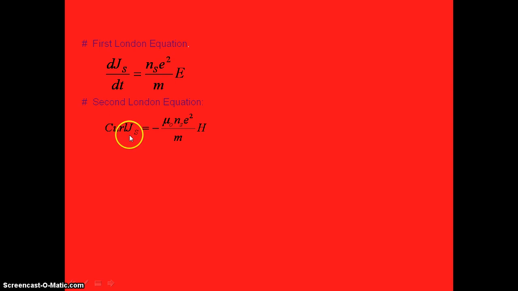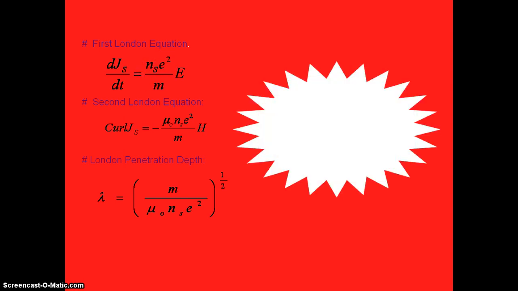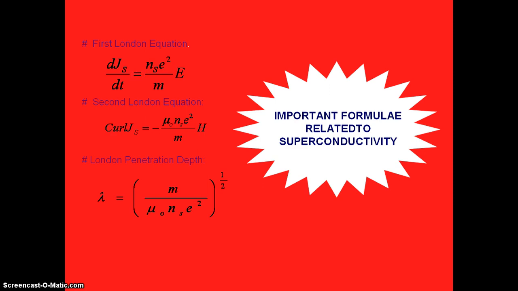Curl of Js is del cross Js. Here mu naught is the permeability of free space, ns is the number of superconducting electrons, e is the charge on an electron, m is the mass of electron, right? And H is the field. Now London's penetration depth is given by lambda. Here lambda is equal to m over mu naught ns e square, power 1 by 2. Here symbols have their usual meanings, right? So these are some of the important formulas related to the chapter superconductivity. Now next chapter is X-rays.